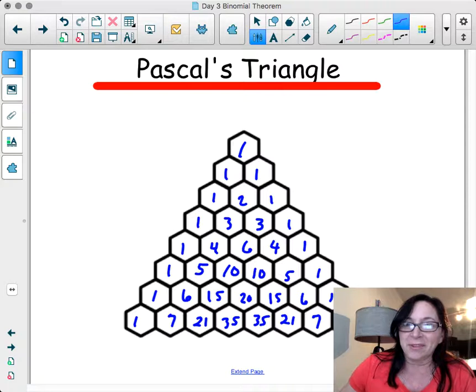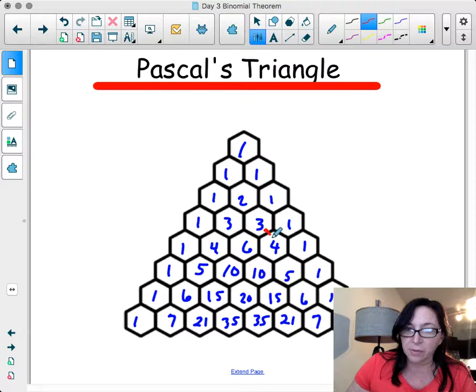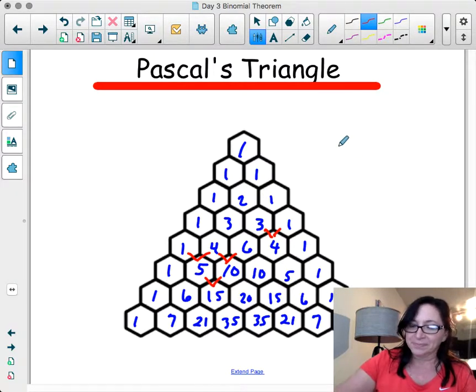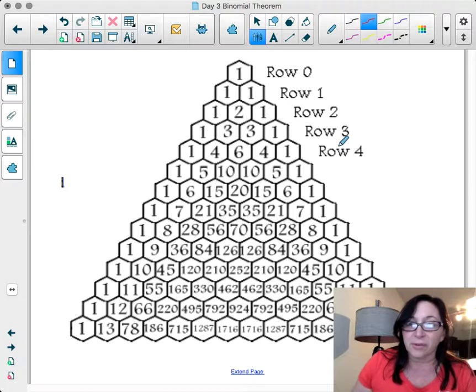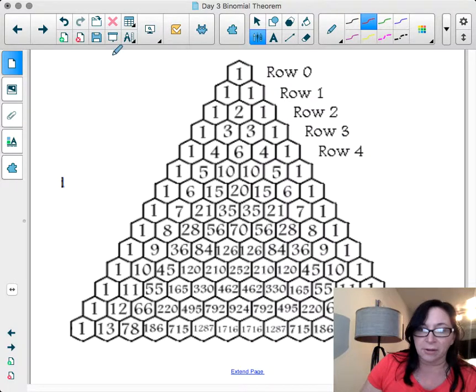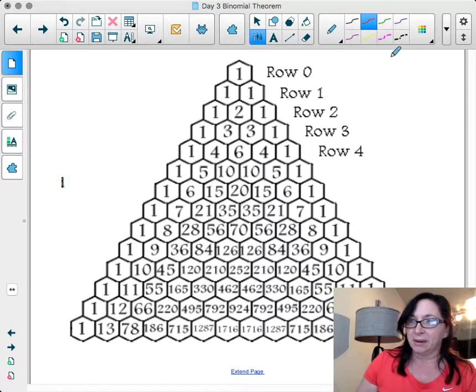So if you didn't, what I did was alongside you see these ones, but what I was doing was adding these two terms here. So 1 plus 1 is 2. 1 plus 2 is 3. 3 and 1 is 4. 4 plus 6 is 10. 1 plus 4 is 5. 5 plus 10 is 15, etc. So this goes on, and Pascal's triangle is infinite. It just keeps going on and on and on.